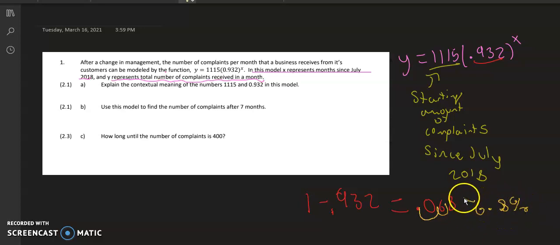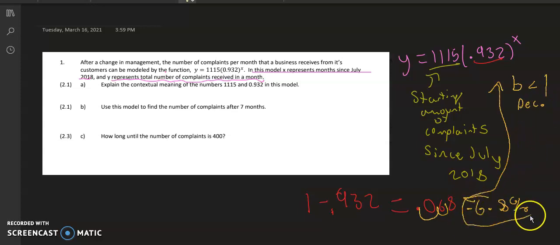But remember, it's a decreasing model because b is less than 1. B is less than 1, so it's decreasing. I'm gonna put DEC for short. So this will be negative. And the 0.932 means it's decreasing at negative 6.8% per month. It's decreasing 6.8% per month.